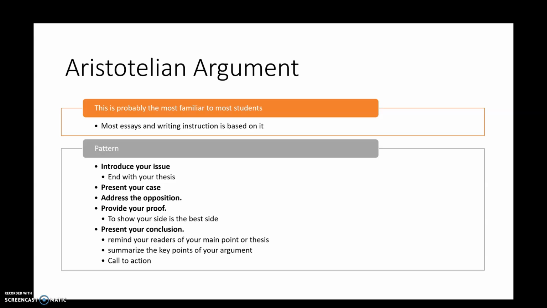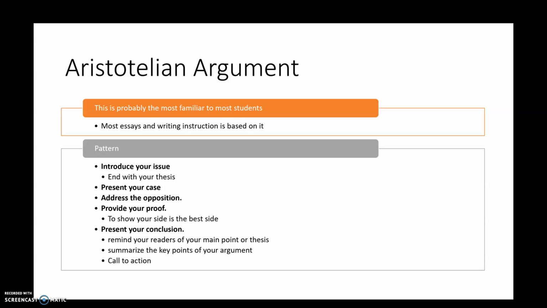Then you address your opposition. You explain what the other side's point of view is and why it's valid. Then you provide your proof showing your side is better than the opposition. So you've presented your case, you've addressed their case, and now that you've addressed both sides, you show why yours is better. And then finally, you present your conclusion by reminding your readers of the main point or thesis, summarizing the key points of your argument, and ending on a call to action.